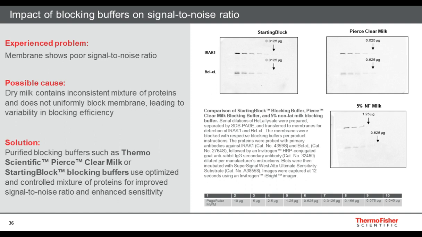As demonstrated, StartingBlock provides the greatest level of sensitivity and overall signal-to-noise improvement, followed by the Pierce Clear Milk. Non-fat dry milk reduces the overall signal intensity and is not able to provide detectable signal to the same sensitivity level as the other blocking buffers used. When ultimate sensitivity is required, it can be very helpful to use specialized blocking buffers like StartingBlock, designed to increase sensitivity and signal to noise.